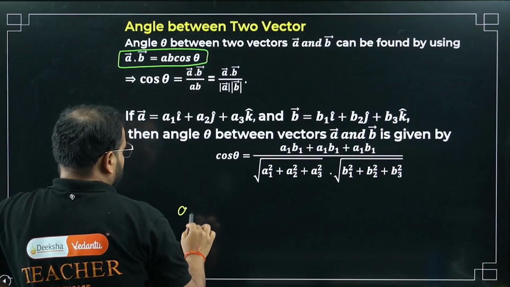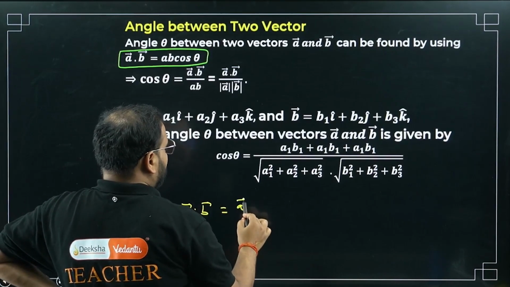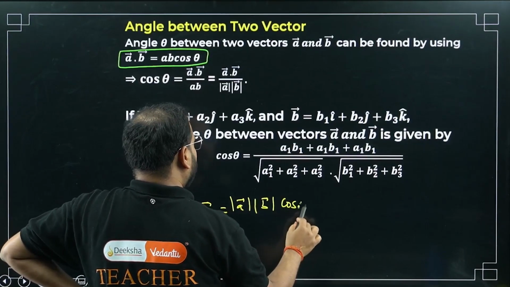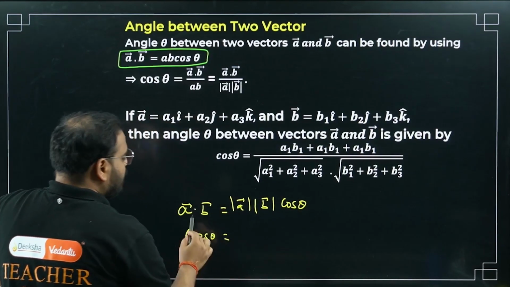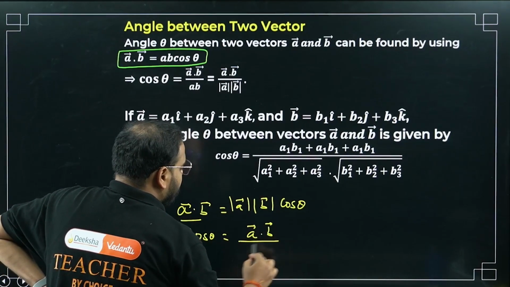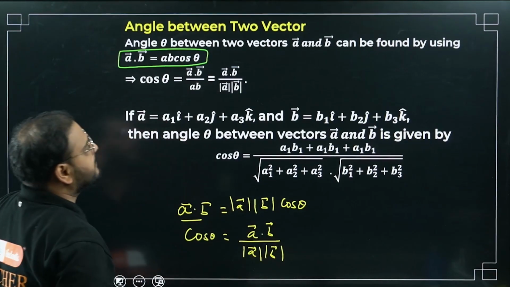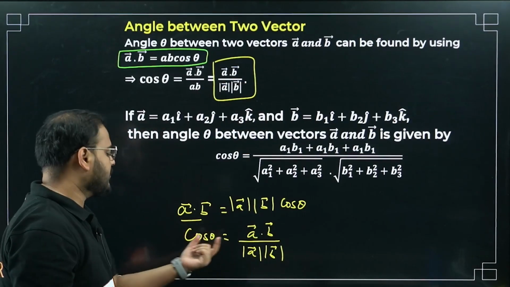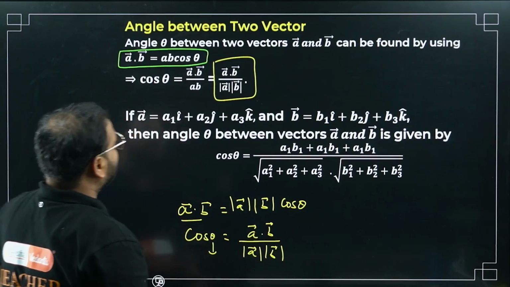I can write the dot product as the magnitude of vector A times the magnitude of vector B times cos theta. I'm looking for the angle, right? So cos theta equals the dot product of A and B divided by the magnitude of A times the magnitude of B. Once you get this value, take cos inverse, and you'll get the value of theta from here.